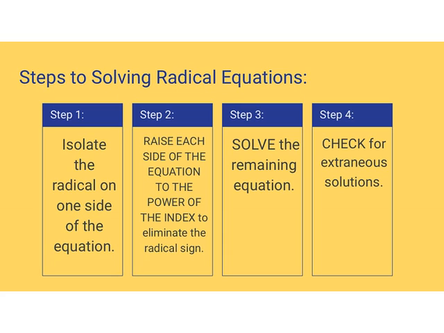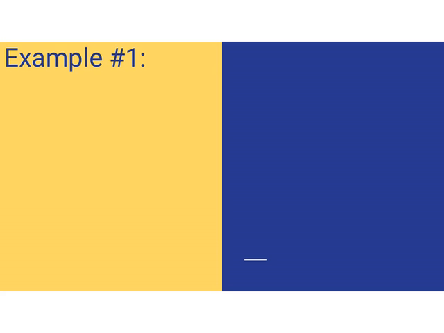Step 2, you're going to raise each side of the equation to the power of the index to eliminate the radical sign. Step 3, you're going to solve the remaining equation, and then we're going to do step 4. We're going to check for extraneous solutions. So those are the steps. Let's go over an example here.